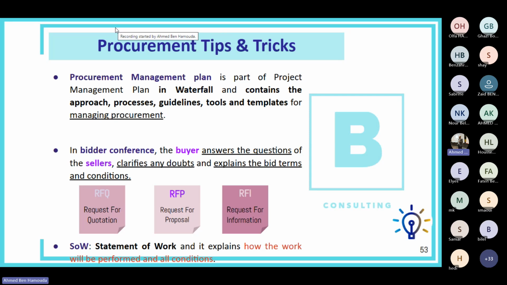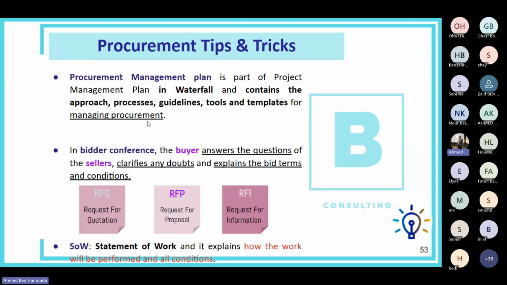All right. Let's move on to some tips and tricks about the procurement. Now, the procurement management plan, this is part of the project management plan in Waterfall only, and it contains the approach and which tools, processes, templates, techniques, guidelines that we will use for managing the procurement on the project.